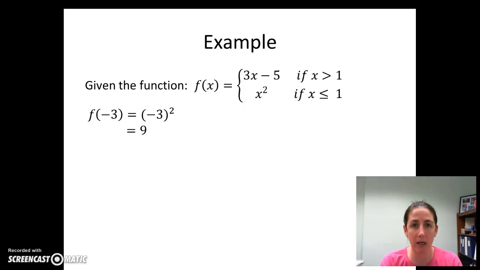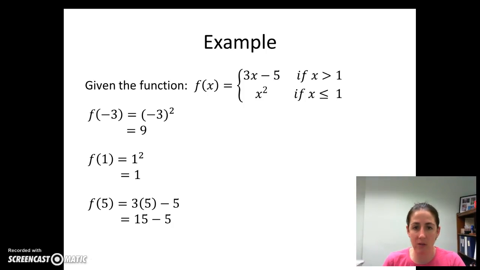Now what if we wanted to plug in x equals 1? Same thing. Figure out where 1 is. Is 1 bigger than 1, or is 1 less than or equal to 1? Since 1 is equal to 1, we'll plug it into this piece, and so we'll square it, and 1 squared is 1. Now if we wanted to plug in the x value 5 and evaluate f at 5, again, figure out where 5 fits. 5 is bigger than 1, so we'll plug it into this piece. 3 times 5 minus 5 gives us 15 minus 5, or 10.